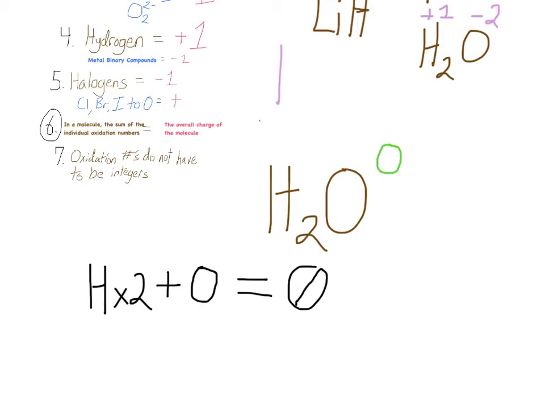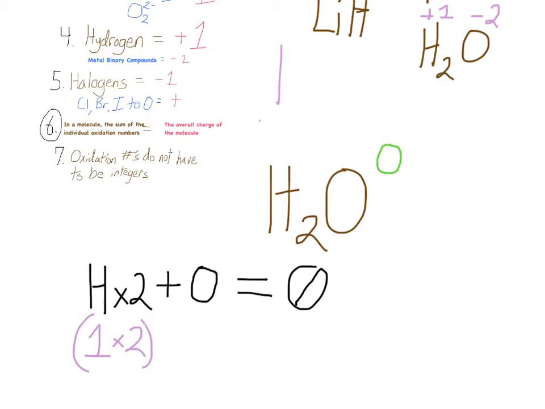So this, once again, is very easy. The sum of the individual oxidation numbers, the hydrogen times 2 because there's 2 of them, plus the oxygen, there's only 1 oxygen, equals 0 because it's a neutral molecule. Now, all we have to do is figure it out. What is the oxidation number of hydrogen? According to rule number 1, it is 1. Times 2, because there's 2 of them.